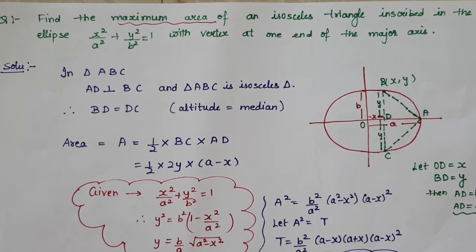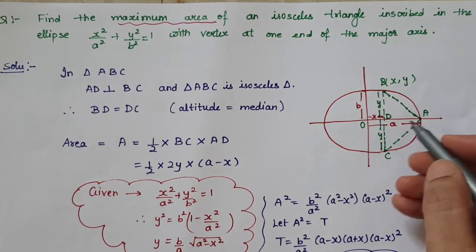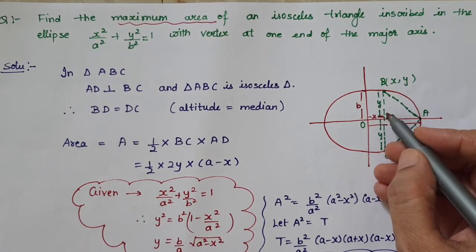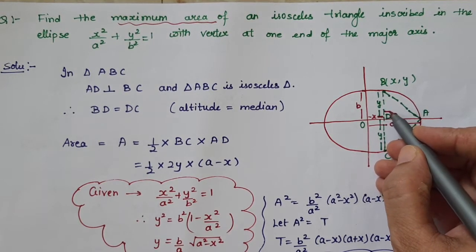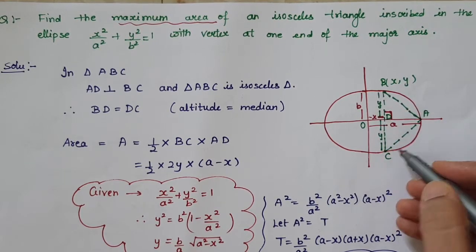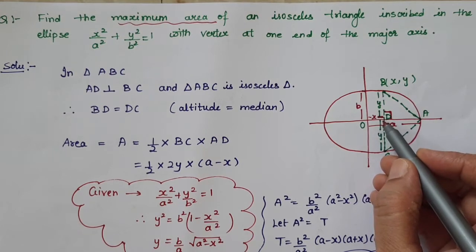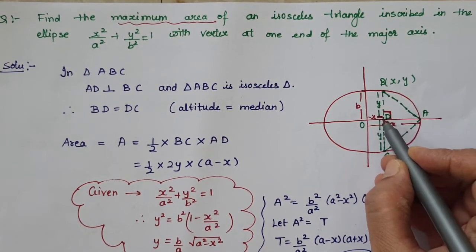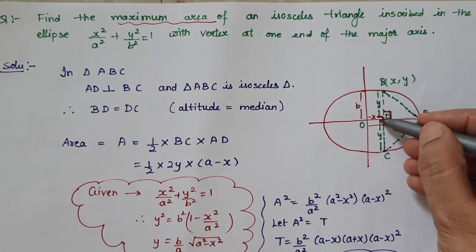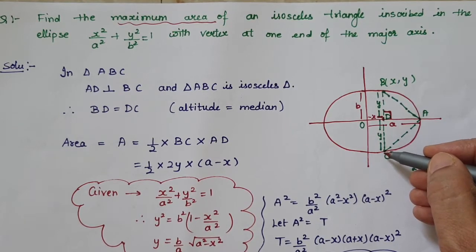Now let us try to do this question. Point number 1: AD is perpendicular to BD. Being an isosceles triangle, as we have discussed in the previous question as well, this perpendicular, this altitude, will be the median as well. That means BD will be equal to DC.